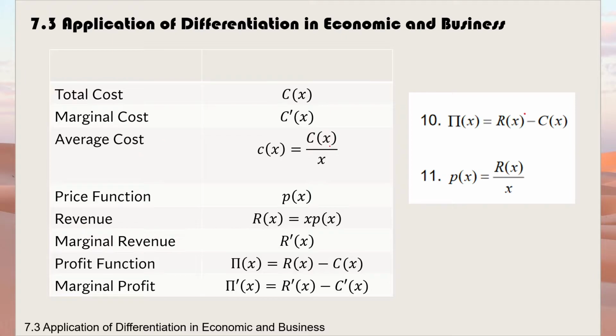Then we have the average cost. The average cost is C(x) over x. I already forgot there is a bar over here, so we have C bar of x equals C(x) over x. Then the price function is P, and the revenue is x times P(x). You no need to memorize this, because R(x) = xP(x) is already provided.